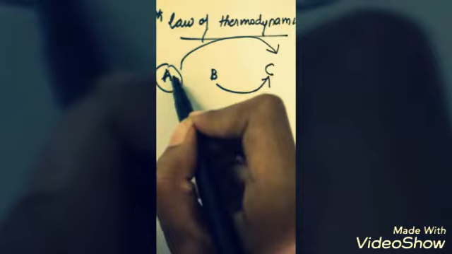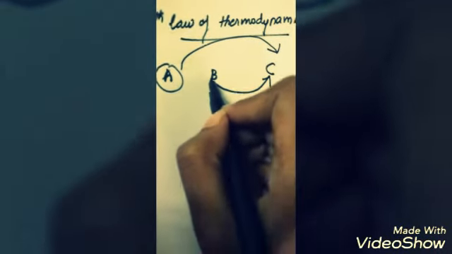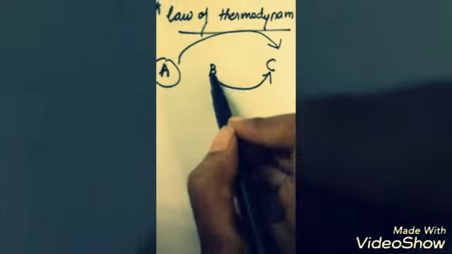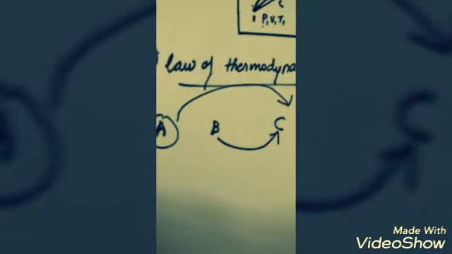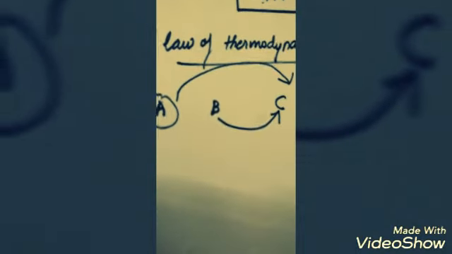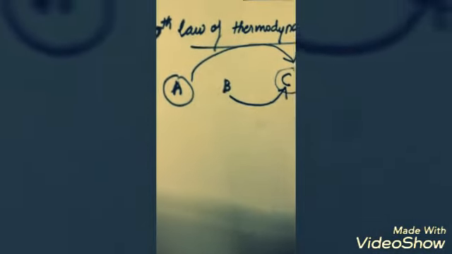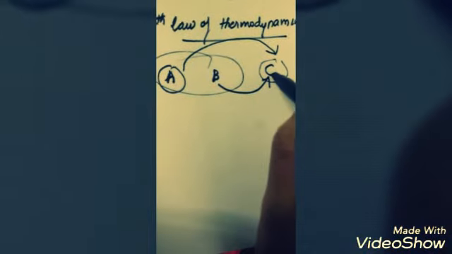if A is in thermal equilibrium with B, that is, if two systems, that is A and B, are in thermal equilibrium with a third system which is C separately, then they are in equilibrium with each other. So when A is in equilibrium with C and B is in equilibrium with C, then A and B are in equilibrium with each other.